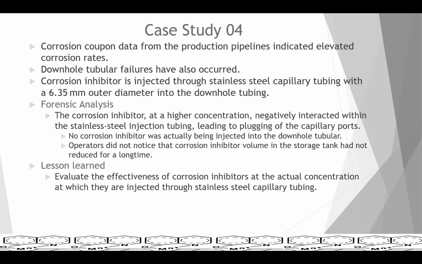So the lesson learned in this case was to evaluate the effectiveness of corrosion inhibitors at the actual concentration at which they are injected through stainless steel capillary tubing. In this particular case, they did evaluate the compatibility of inhibitor with the stainless steel capillary tubing. However, the concentration they tested was not the actual concentration. They had diluted corrosion inhibitor when they did the testing. But in reality, they applied neat chemical through the stainless steel tubing.